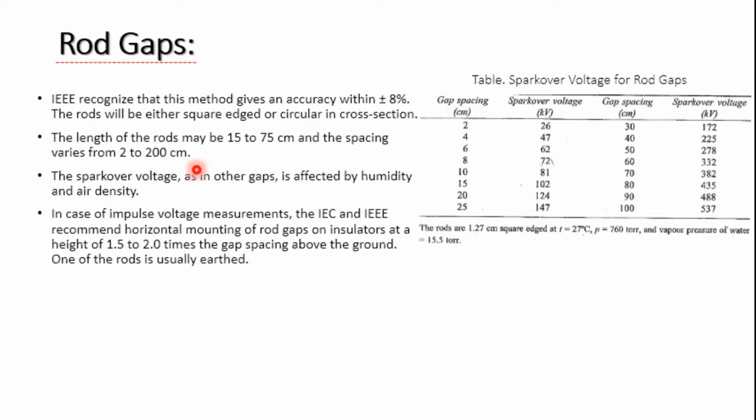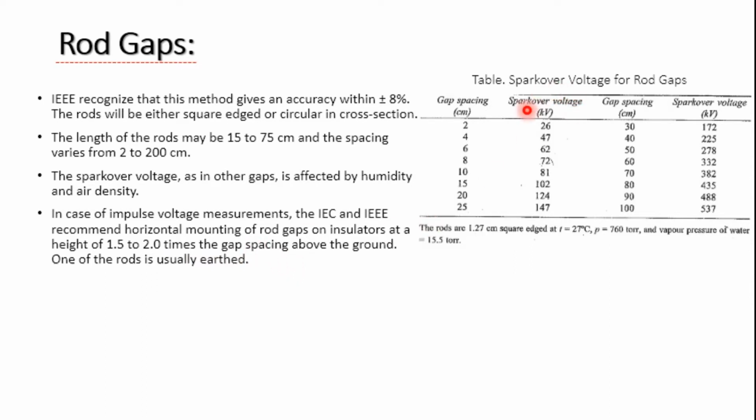So again it is affected by the humidity and air density correction factors. In case of impulse voltage measurement, the IEC and IEEE recommend horizontal mounting of the rod gaps on the insulator at a height of 1.5 to 2 times the gap spacing above the ground. Usually one of the rods is earthed or grounded.